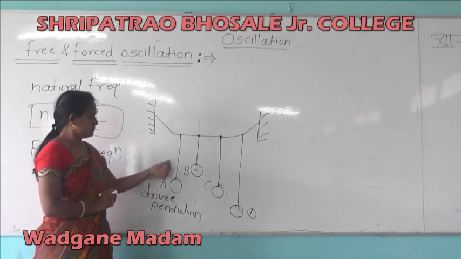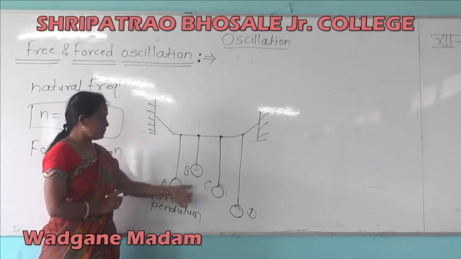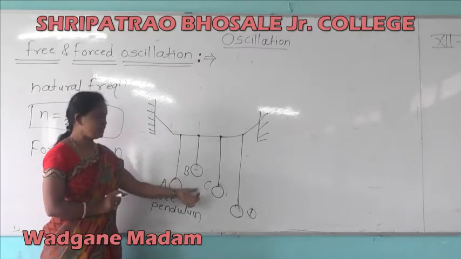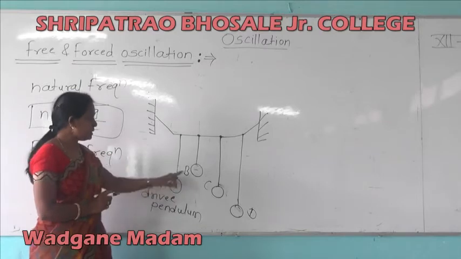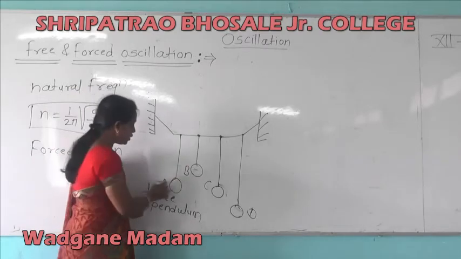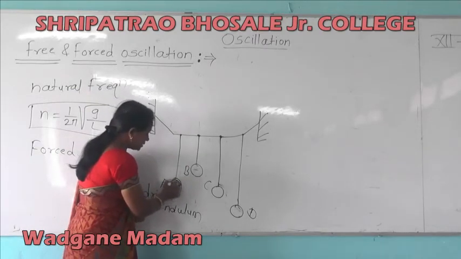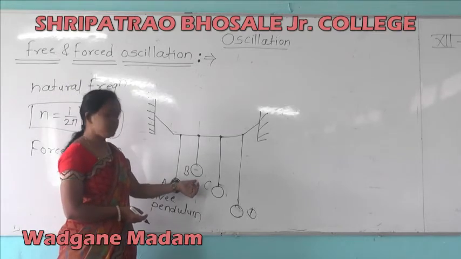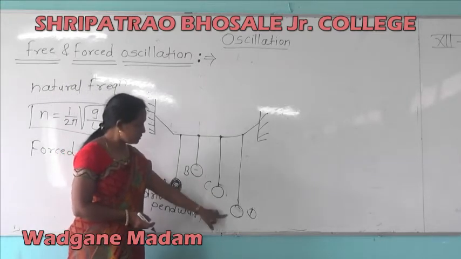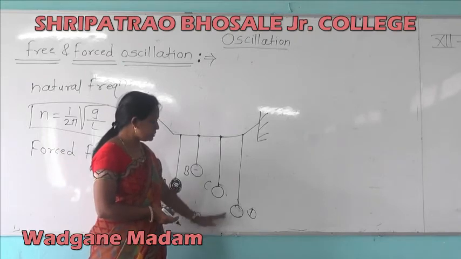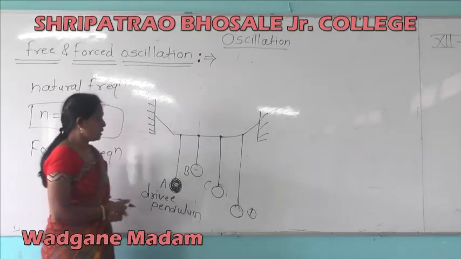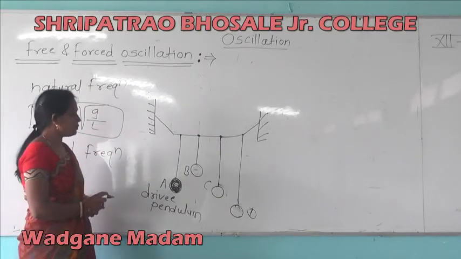As the lengths of A and C are the same, the natural frequencies of A and C are the same. As B is a shorter pendulum, its frequency is higher, and when the pendulum is longer, its frequency is lower. Its length is larger, therefore its frequency is lower. B is shorter, therefore it has higher frequency.